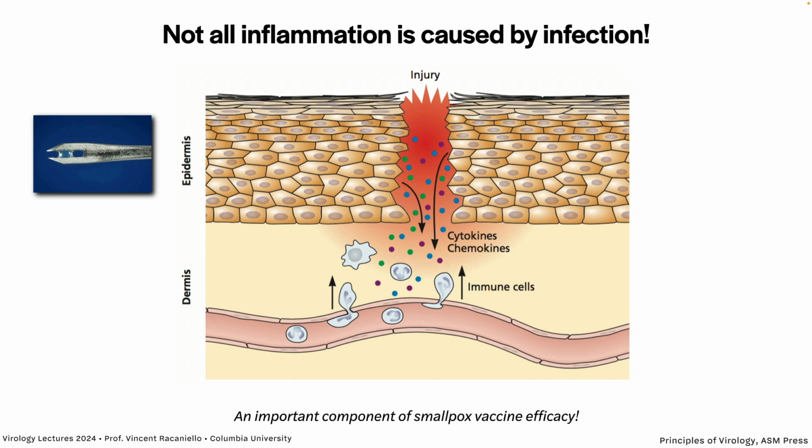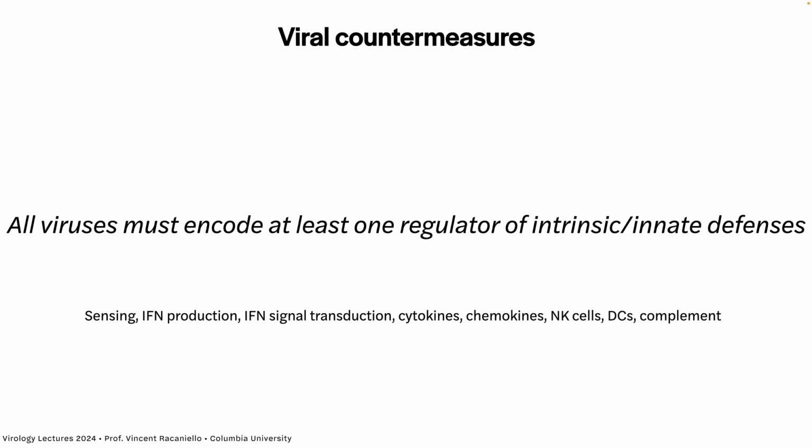And that scratching causes a break in the skin. It causes the production of cytokines and chemokines, attracts immune cells. And if you don't do that, if you just inject the vaccine, you don't get anywhere near as good an immune response. So this inflammation is an important component of the efficacy of that vaccine. Most of our other vaccines are injected, and that doesn't cause very much inflammation on its own. So the inflammation comes from the virus reproducing or from an adjuvant.